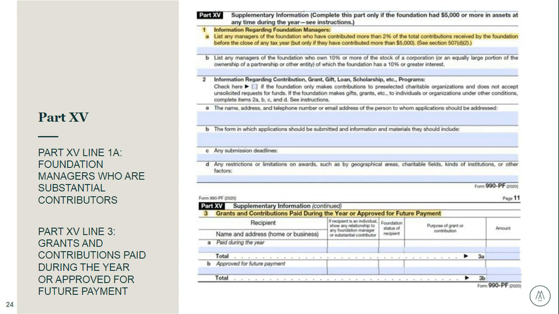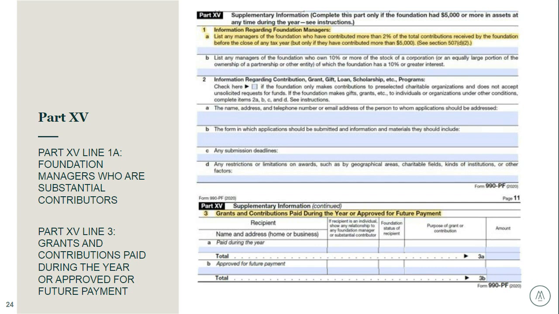But the first part, we just wanted to highlight Part 15, line one, information regarding foundation managers, because we do see this get left blank in situations where there probably should have been foundation managers listed. List any managers of the foundation who have contributed more than 2% of the total contributions received by the foundation before the close of any tax year, only if they have contributed more than $5,000. So if your founder is a board member and they've been the primary contributor, we would expect to see them listed here.